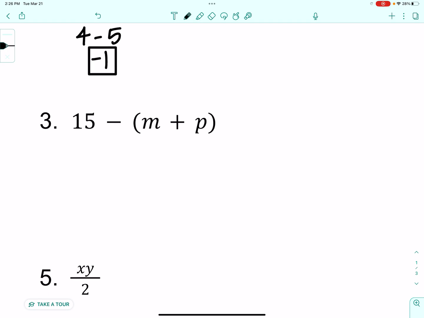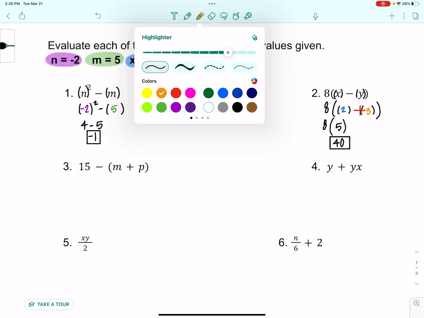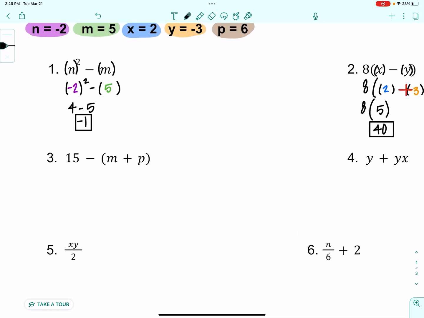If we look at 3, I need M and P. So we'll grant P a color here. Not pretty, but I haven't used it yet, so we'll use this guy. I'm going to make holes for my M and my P.